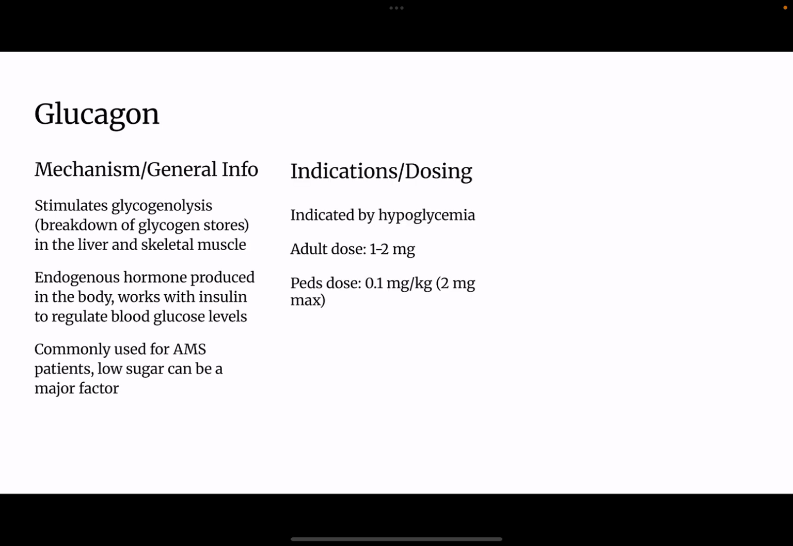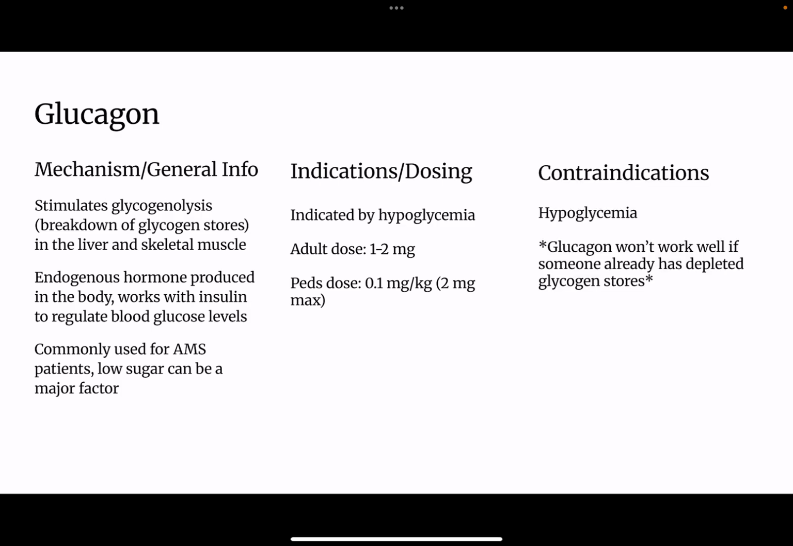So in terms of indications and our dosing, hypoglycemia is our telltale, low blood sugar levels. For adults, we're going to give 1 to 2 milligrams. This is provider discretion, which one you would rather give. If somebody feels like they're really, really altered or their blood sugar's really low, then maybe you need to give 2 milligrams. Or if someone isn't quite as bad, you could just give the 1. Peds dose is 0.1 milligrams per kilogram, and then we have the max of 2 milligrams. It's just going to be the adult dose usually.